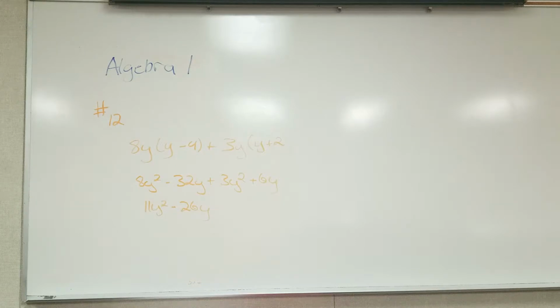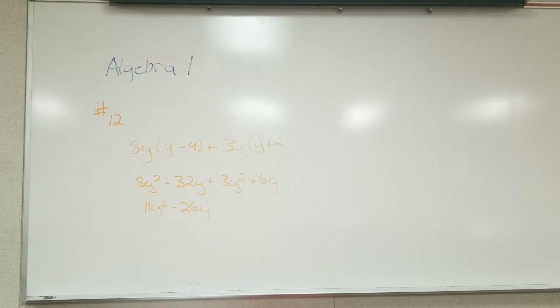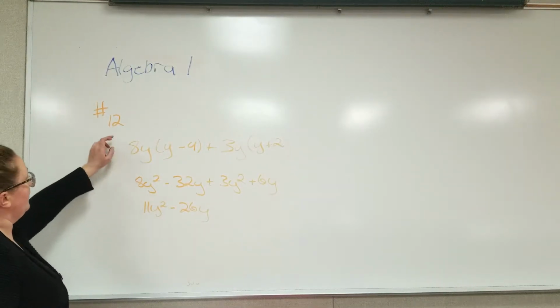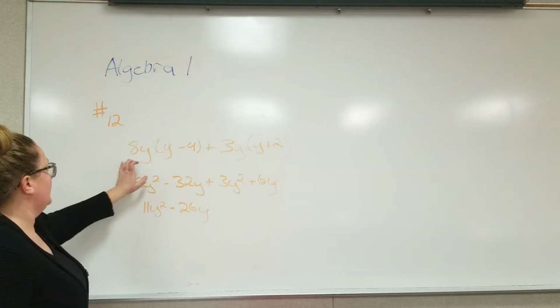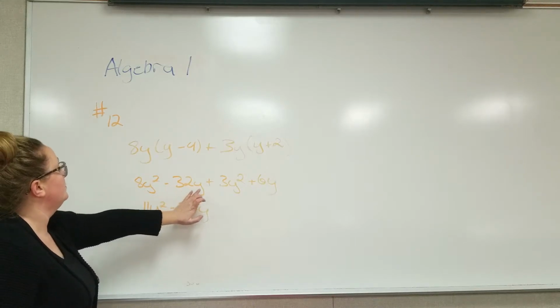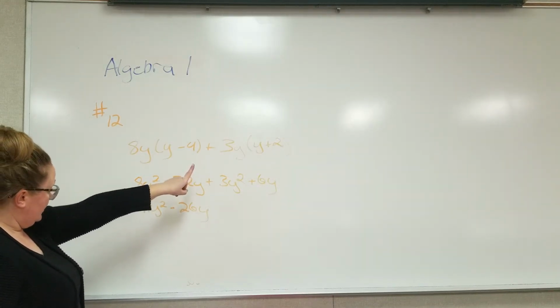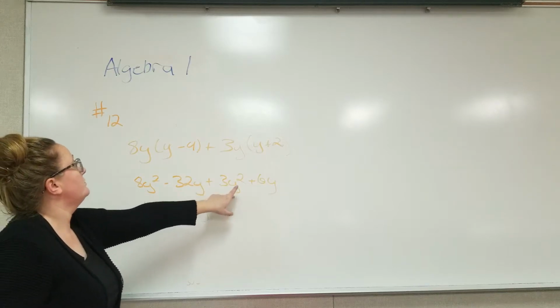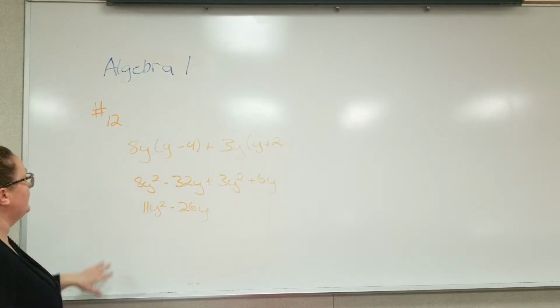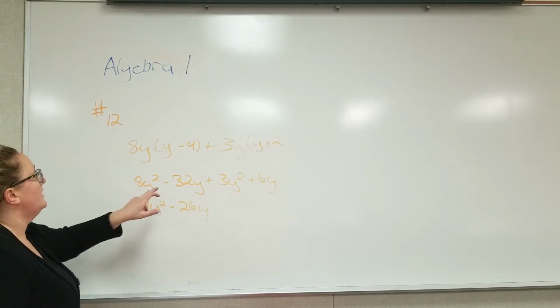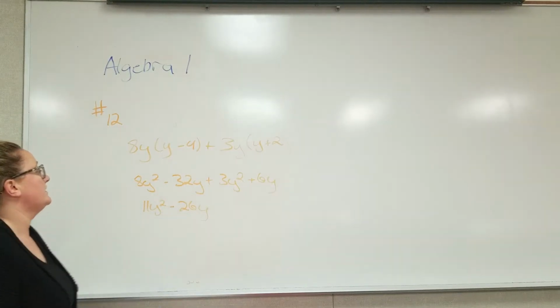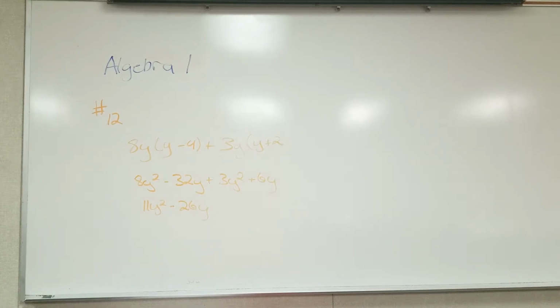All right, number 12, they want to simplify, so you've got to multiply. So you'll do your distributive property. 8y times y is 8y squared. 8y times negative 4, and a positive and a negative make a negative, 32y. Then 3y times y is 3y squared. 3y times 2 is 6y. And then combine your like terms. 8y squared plus 3y squared is 11y squared. And negative 32y plus 6y is negative 26y.